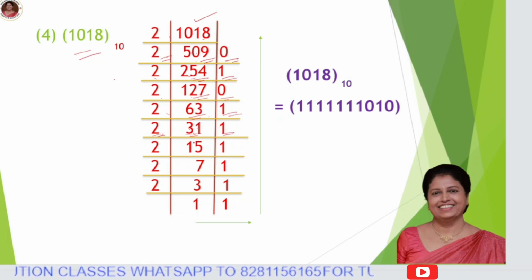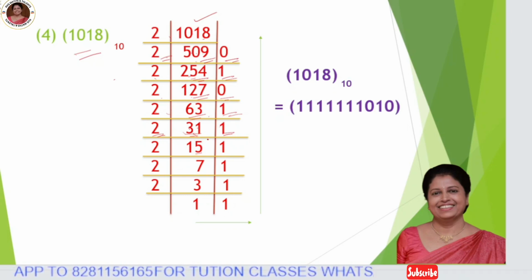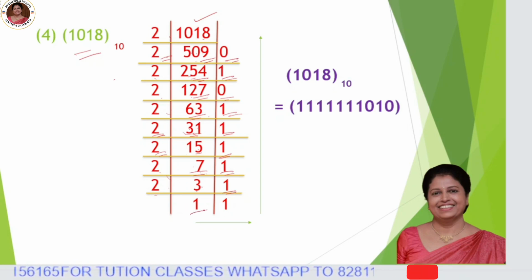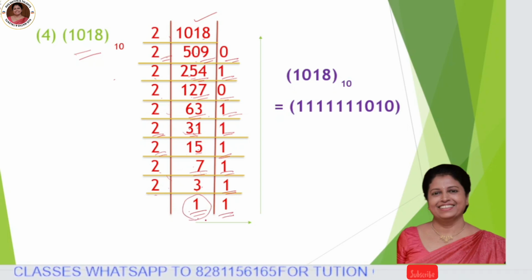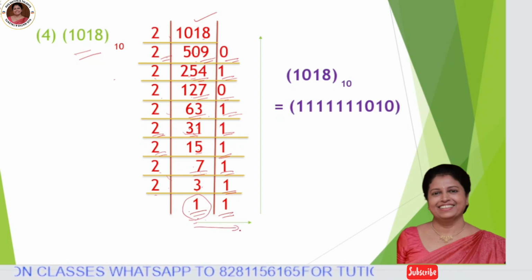31 is divided by 2. You will get 2 15s are 30 and 1 is the remainder. Again 15 is divided by 2. We are getting 7 as quotient and 1 is the remainder. Again it is divided by 2. Then 2 3s are 6. 1 is the remainder. 3 is divided by 2. We are getting 1 as the quotient and 1 is the remainder. So when the quotient reaches 1, we can stop division and we can start writing the binary number from here.